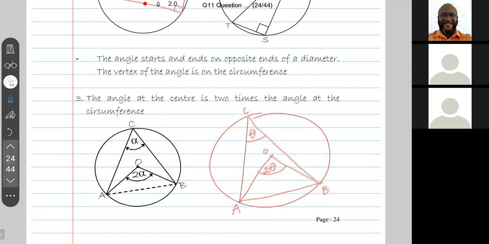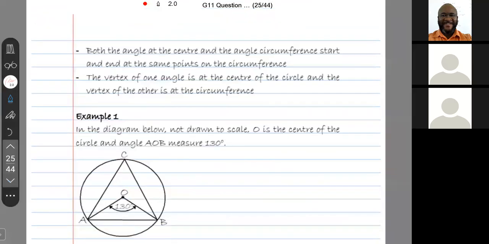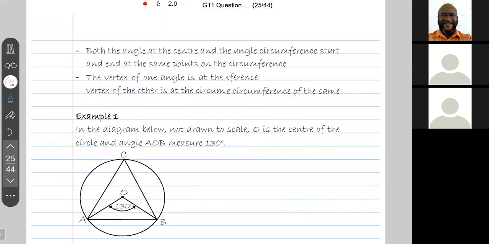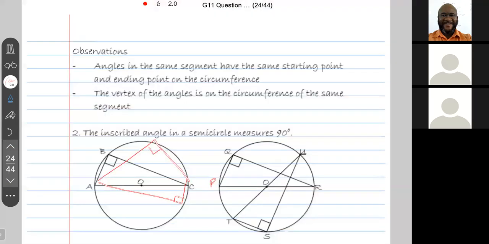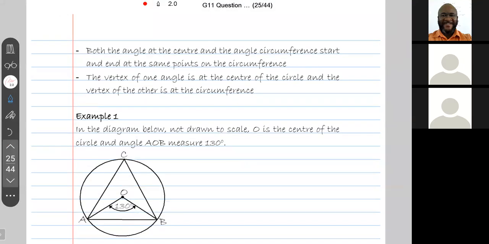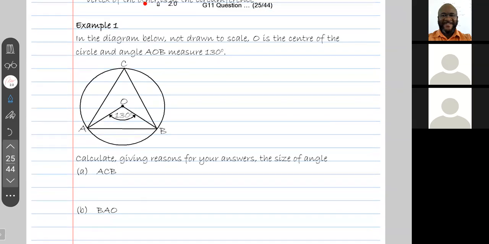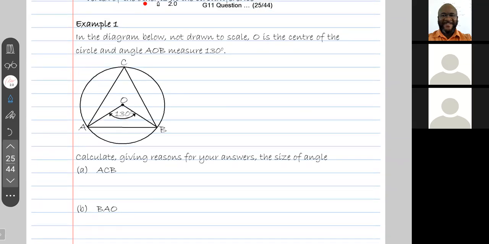All right, so let's see what the next page brings. So this is the observation for the last one. Both the angle at the center and the angle at the circumference start and end at the same points on the circumference. The vertex of one angle is the center of the circle, and the vertex of the other is the circumference. All right, so those are the first 3 circle theorems.